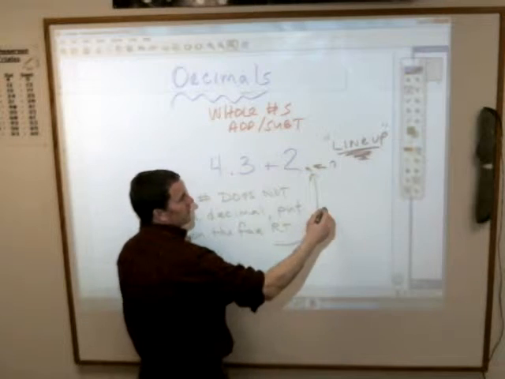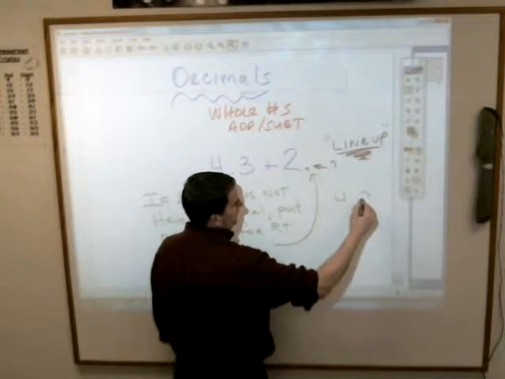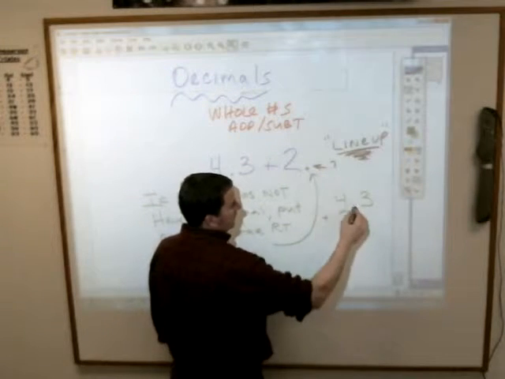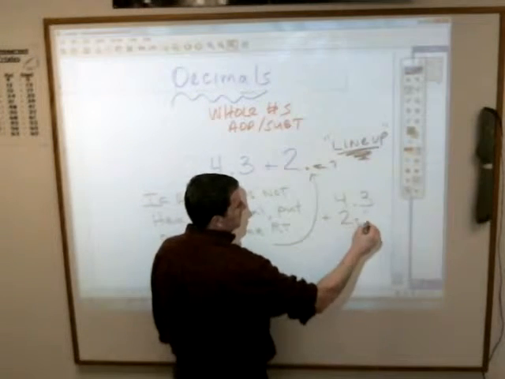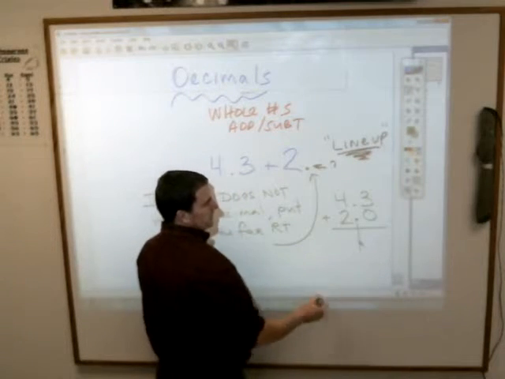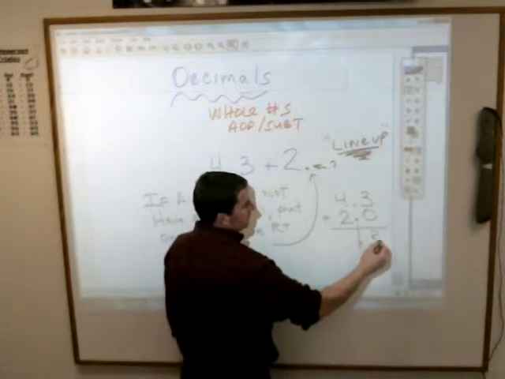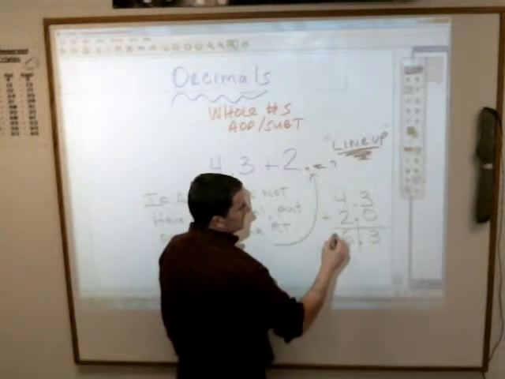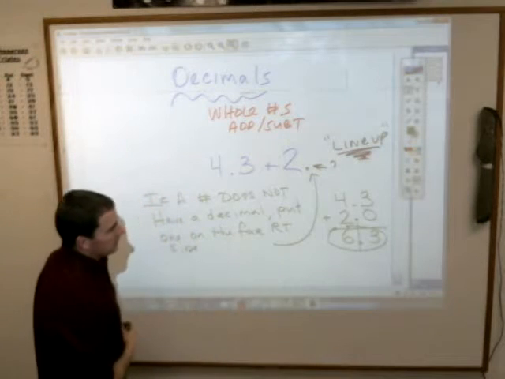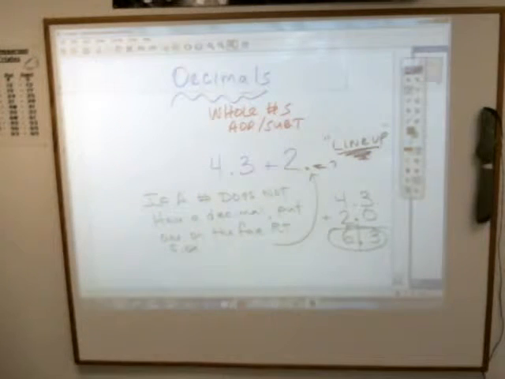So when I'm writing this problem out, 4.3 plus 2, the decimal in 2 goes right there, so those are all lining up. And you can put a 0 there if you like, you don't need it. And then in your answer, that decimal lines up there as well. So you end up with 6.3. It's probably a bigger deal when we come up with subtraction.